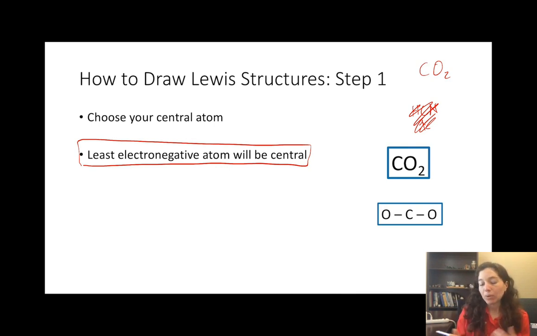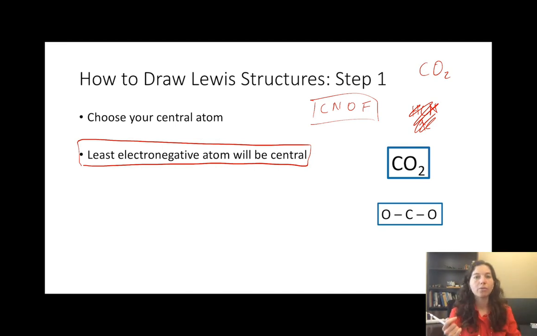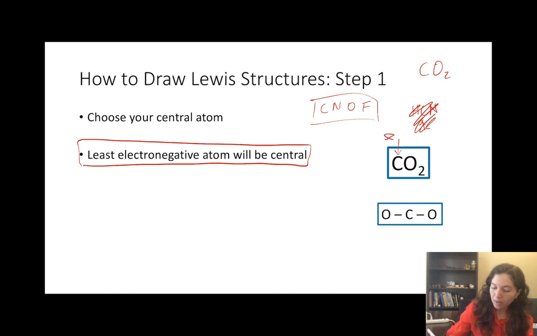So in this case, if you go to the periodic table and you look, you see that we've got carbon, nitrogen, oxygen, fluorine. Because oxygen is closer to fluorine, it has more protons and more pull on its electrons, so it's going to be more electronegative. So our central atom here is going to be carbon. So this one is going to go in the center of our structure.